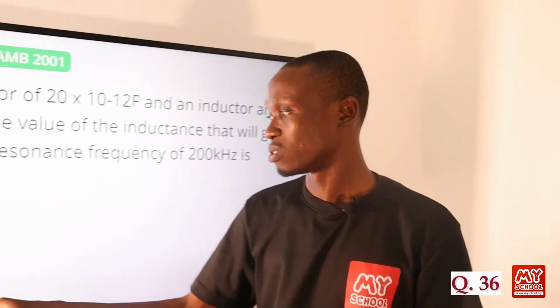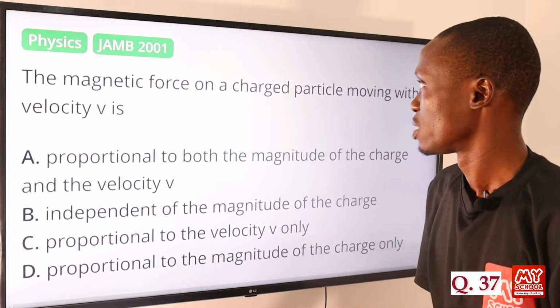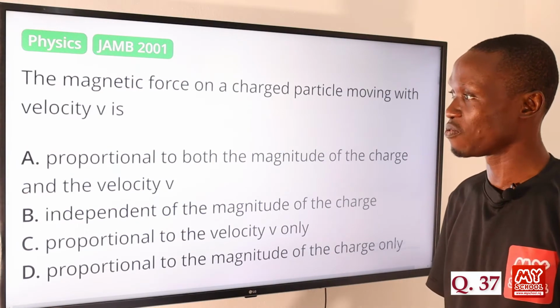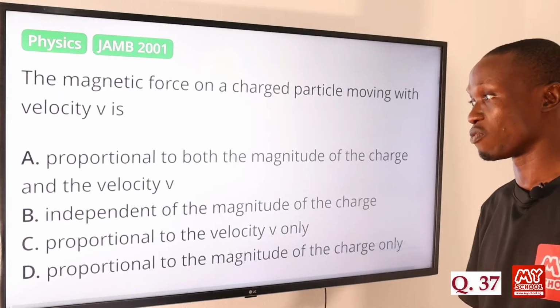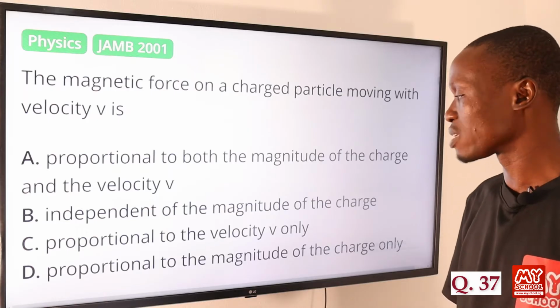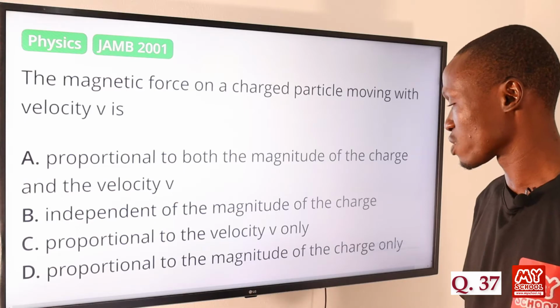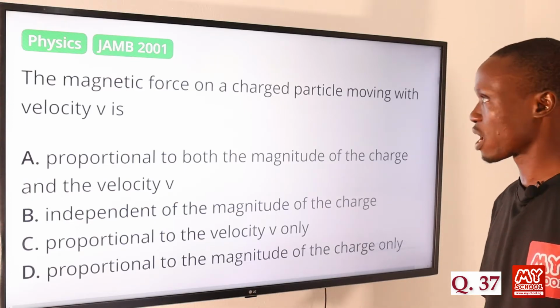And that is option D, 1 over 32 Henry. Question 37. The magnetic force on a charged particle moving with velocity v is A, proportional to both the magnitude of the charge and the velocity v, B, independent of the magnitude of the charge, C, proportional to the velocity v only, and D, proportional to the magnitude of the charge only.